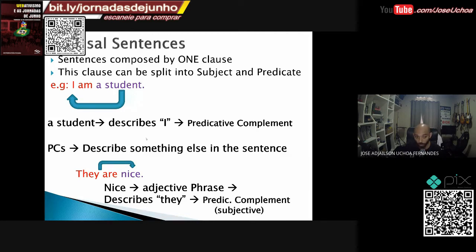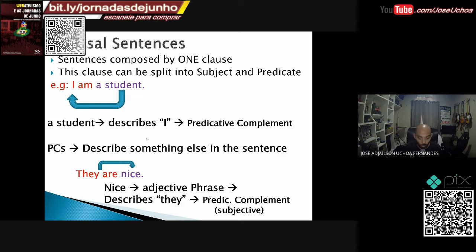Objects are external, and predicative complements are a kind of description, of defining. Okay, when I say, for example, "the earth is round." The earth, and round is the property of the earth. So round and the earth is the same thing. Okay, round is a predicative complement. Okay, any questions about this?